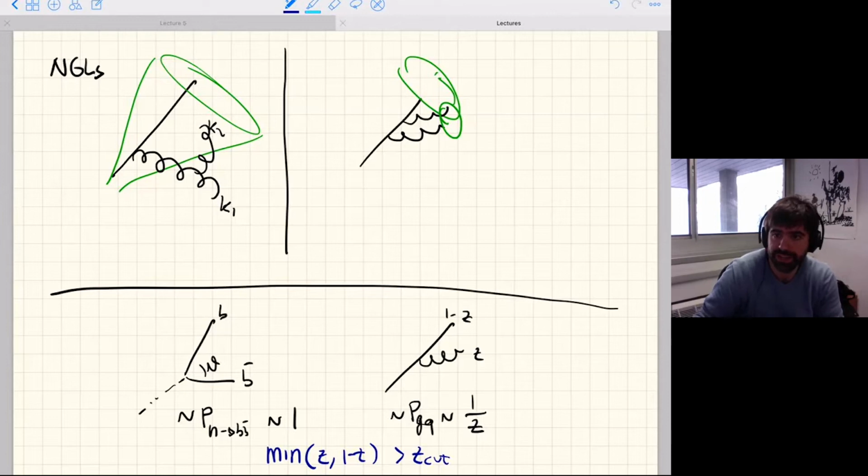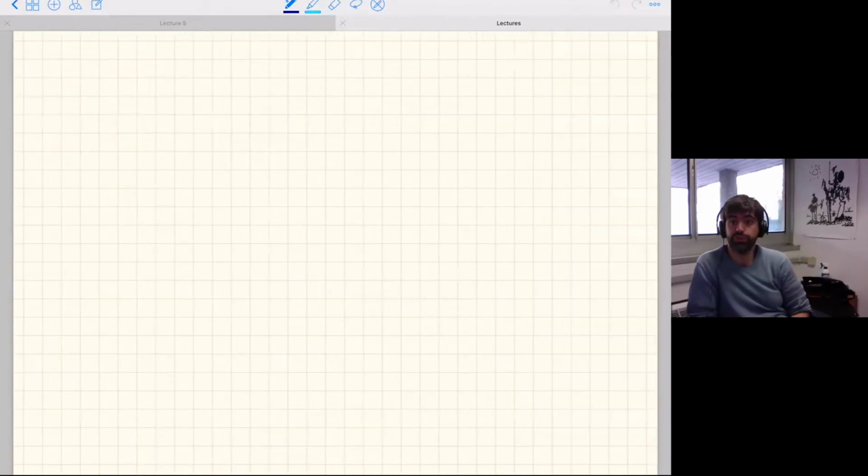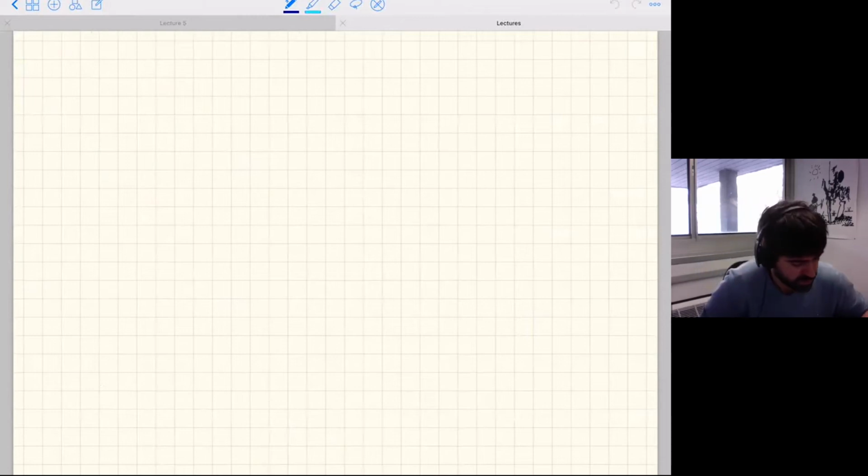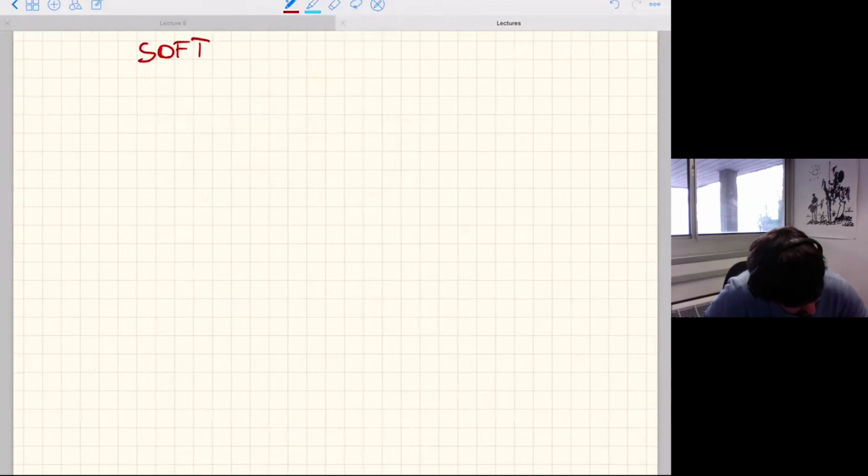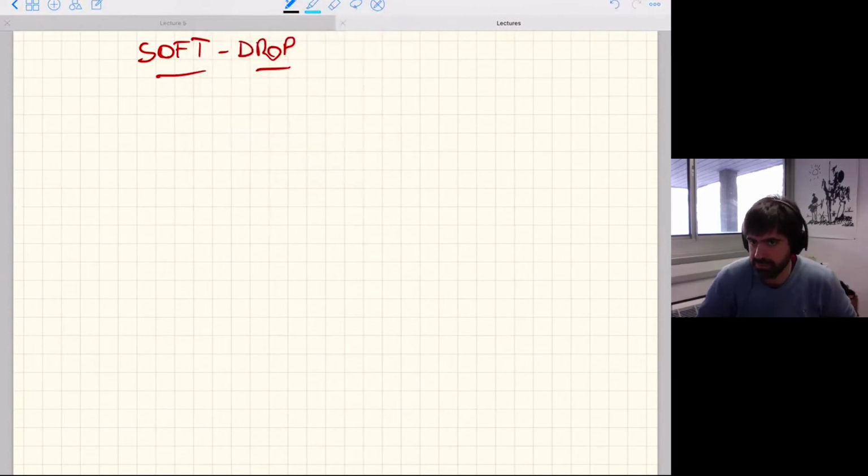Okay, so in the remaining half an hour of my lecture, I want to give you 2 examples of this. And I'll try to be rather quick. So the first example is an example of grooming. And dear to my heart, for many reasons, a particular type of grooming, which is called the soft drop algorithm. That's something that we developed together with Andrew Larkoski, Jesse Thaler, and Gregory Soyez. And faithful to its name, soft drop drops soft radiation.